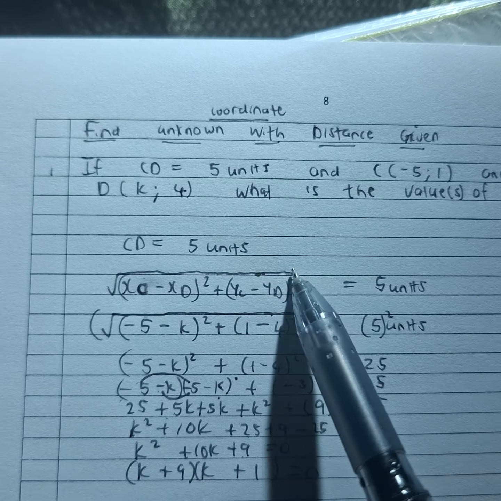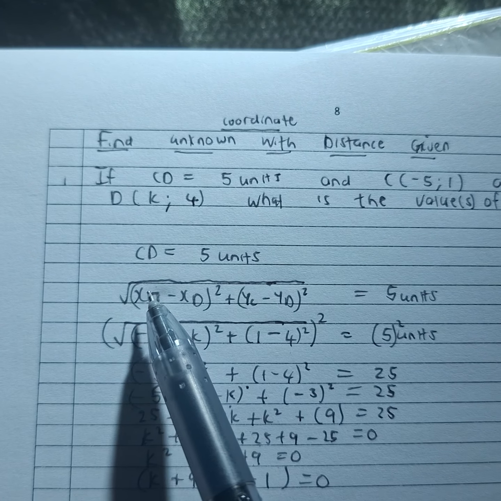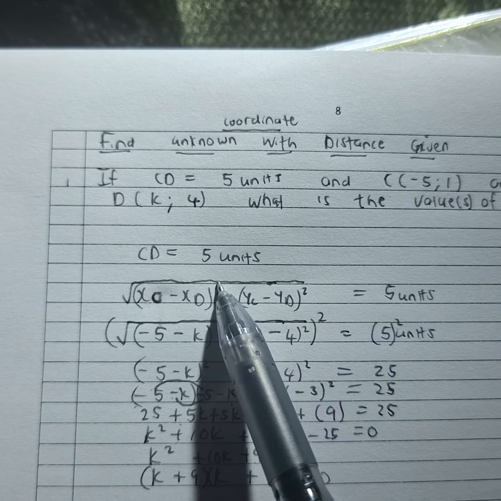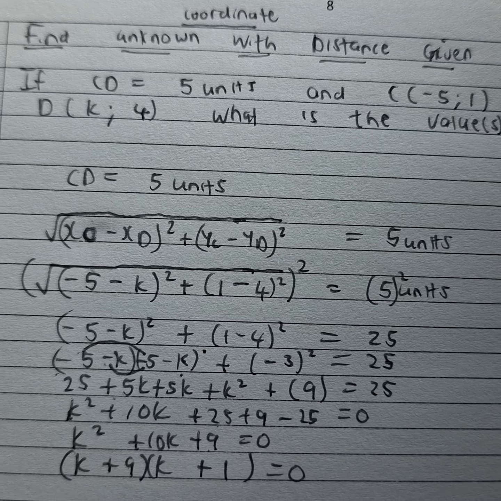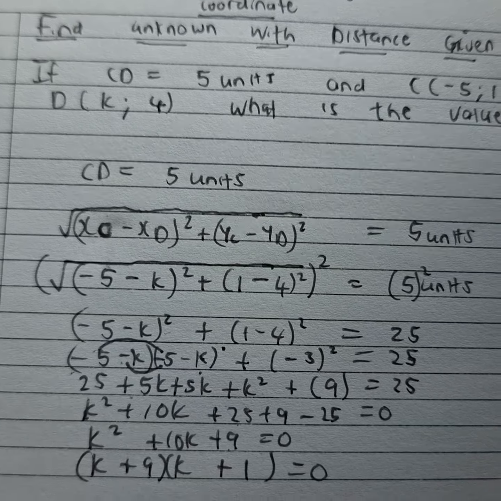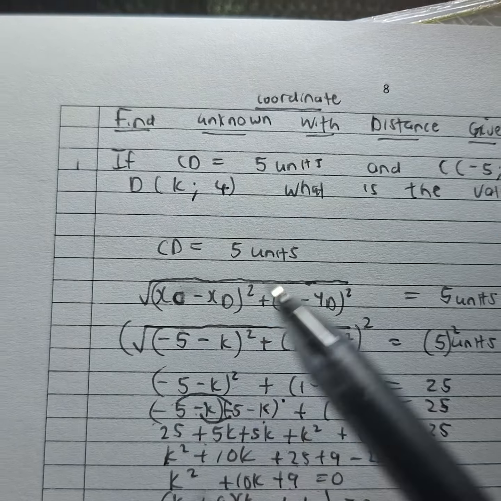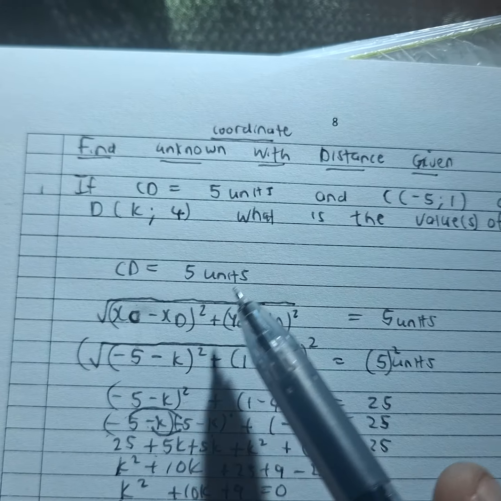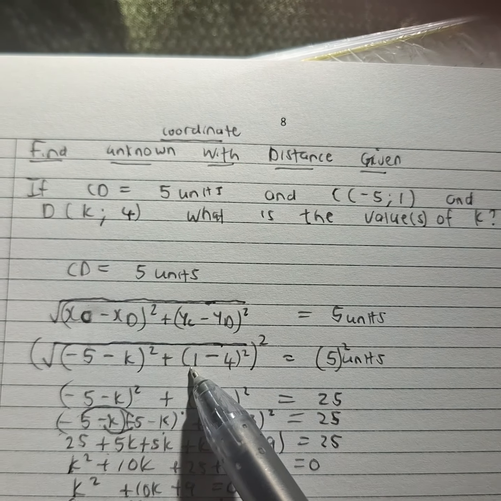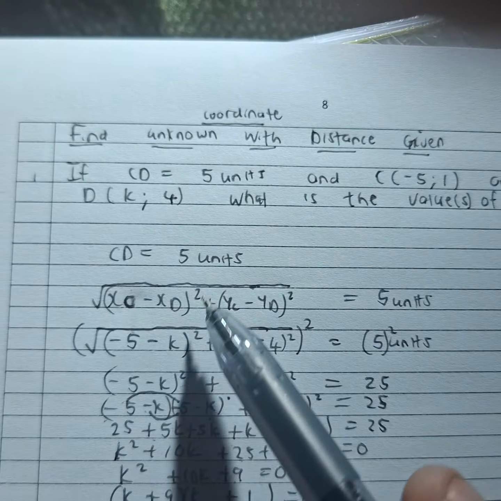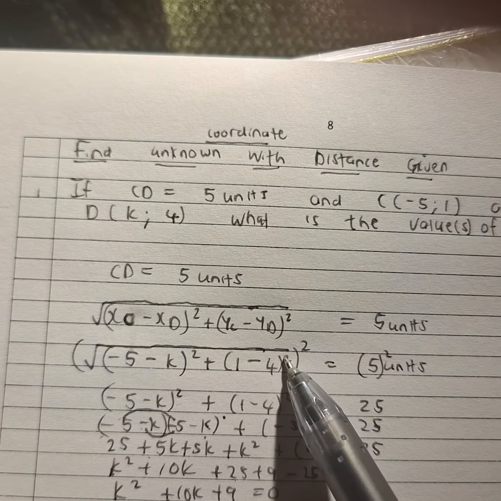The distance formula to calculate CD would be the square root of the x coordinate of C minus the x coordinate of D, the whole thing squared, plus the y coordinate of C minus the y coordinate of D, the whole thing squared, underneath the square root, equal to 5 units. Then we substitute the values. The x coordinate of C is negative 5. The x coordinate of D is k, so negative k. Then we square it, plus the y coordinate of C is 1, the y coordinate of D is 4, minus 4, the whole thing squared.